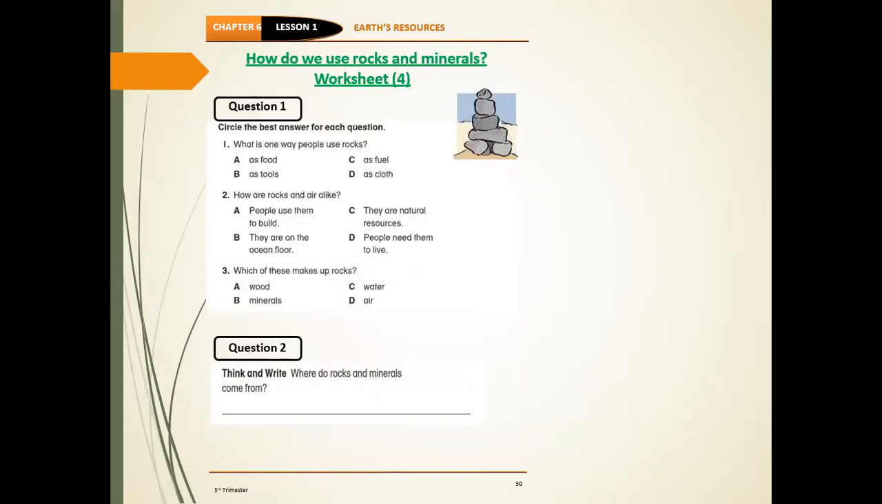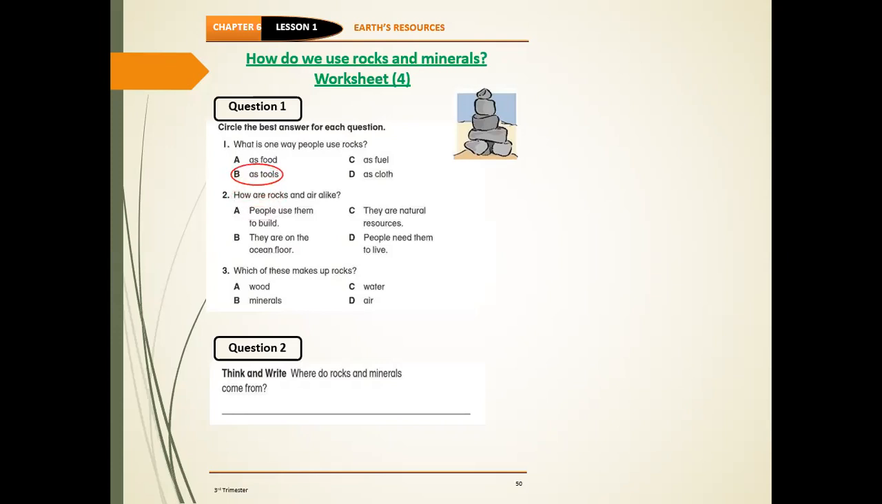Here comes page 50. Question 1, we are going to circle the best answer for the question. Number 1, what is one way people use rocks? A as food, B as tools, C as fuel, D as cloth. What can we use rocks for? To use it as? Yes, as tools.